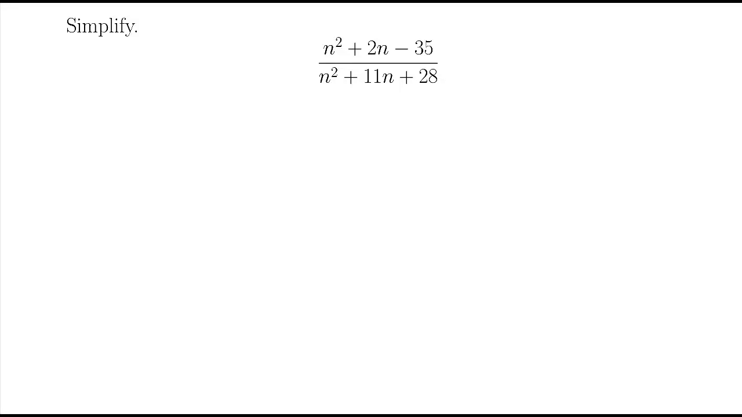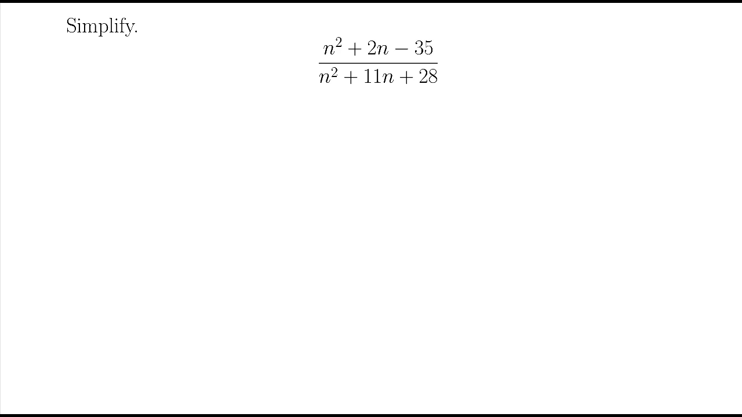Let's simplify the rational expression n squared plus 2n minus 35 over n squared plus 11n plus 28. Okay, in order to do this, we need to factor the numerator and the denominator and see if we have any common factors in the top and bottom that can divide each other out, cancel out.